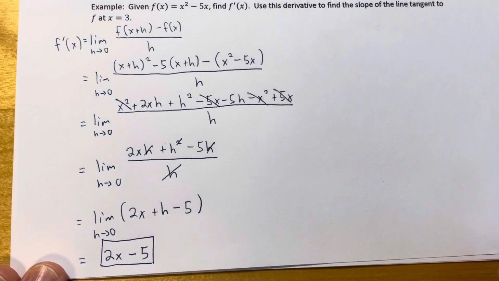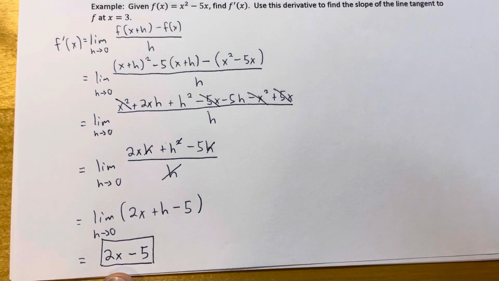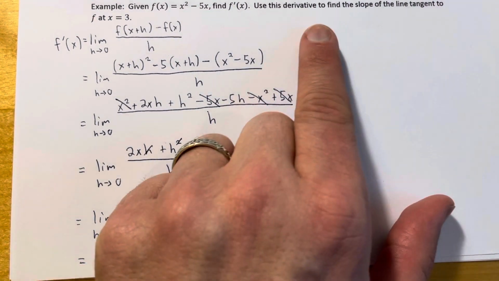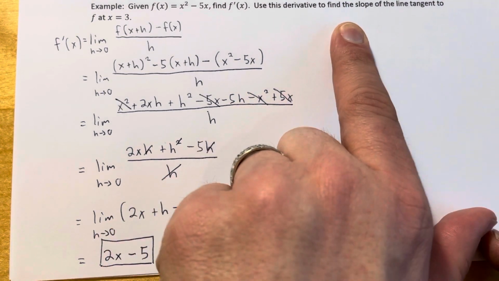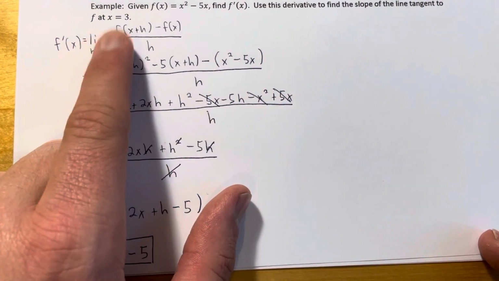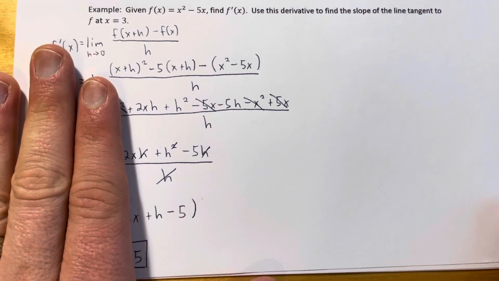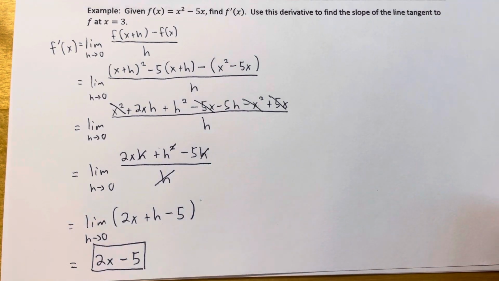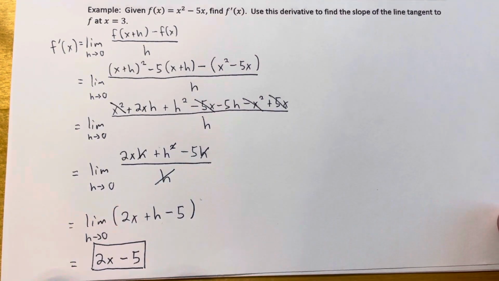Okay? Now, unlike section 2.1, I didn't end up with just a number. I ended up with a function of x, and that's where things are different in this section. But going up here, it says use this derivative to find the slope of the tangent line to f at x equals 3. Well, remember, the slope of the tangent line is what we get from this limit of the difference quotient. It's one of the interpretations of it.